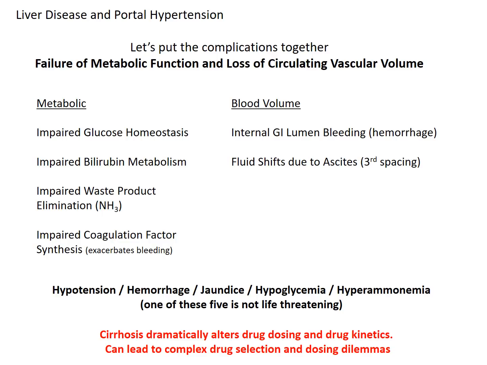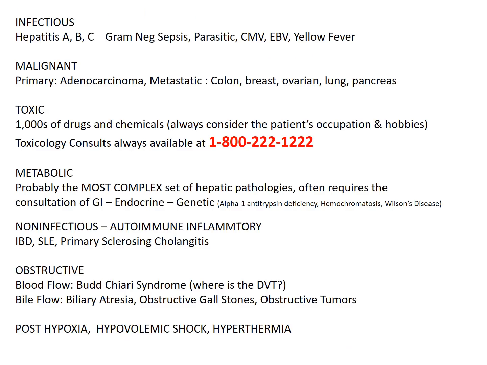And then finally, this is really important, because the liver is so intimately involved in the metabolism and excretion of drugs, we know that drug selection, drug dosing, and drug kinetics can be markedly altered in an individual who has liver cirrhosis from any reason, but particularly alcoholic cirrhosis.